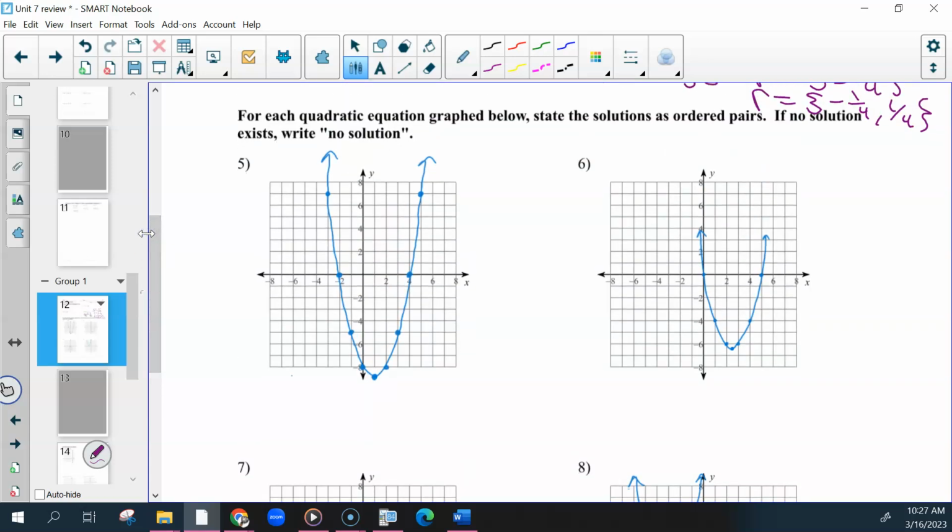So you're looking for the solution. Where does it cross the x-axis? At these 2 points. And you would write them as ordered pairs. -2, 0, and 4, 0. Any others in that section?